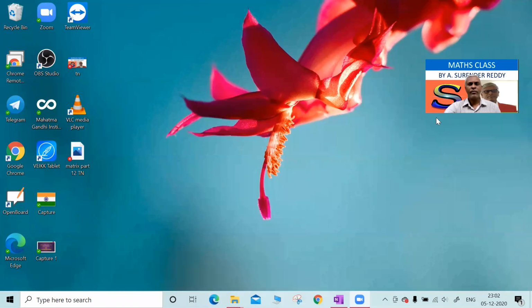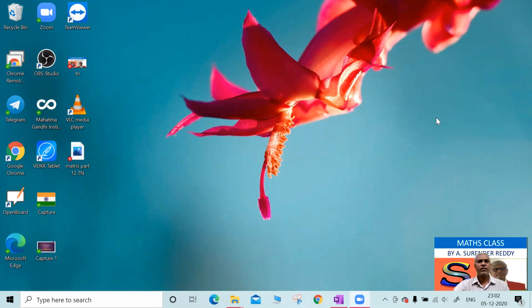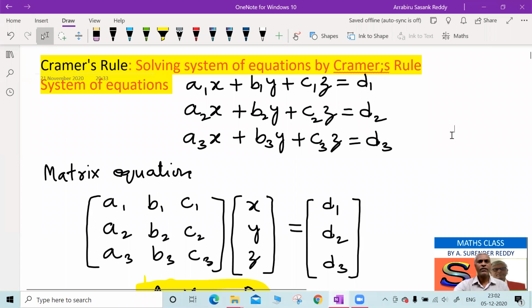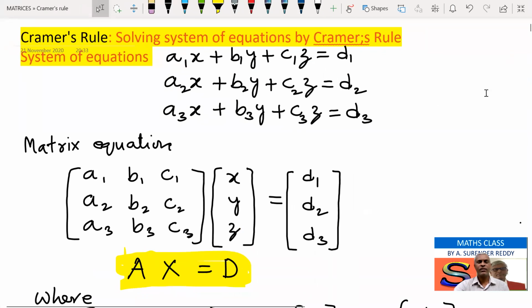Today, we are going to discuss one of the important topics in this chapter: solving the system of simultaneous equations in three variables by using Cramer's rule.